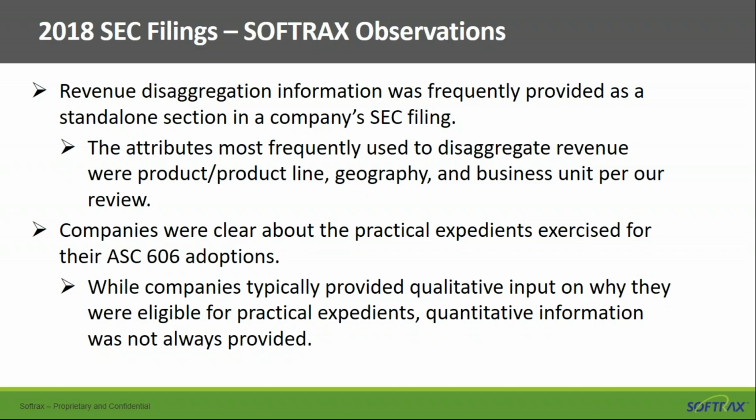So the next big observation is around the disaggregation of revenue. After reviewing the filings, it was not really a surprise to find that the attributes most frequently used to disaggregate revenues were product lines and geographical regions or business units. Those two seem to be applicable to our public businesses across all industries.